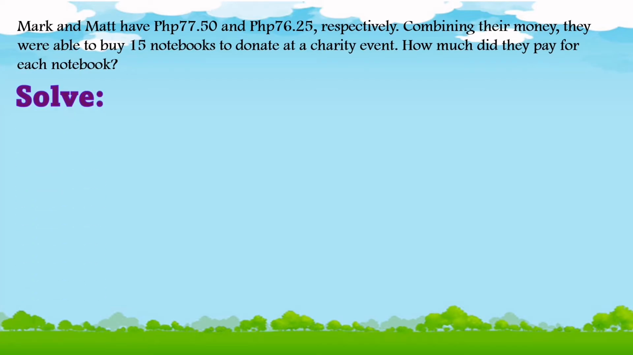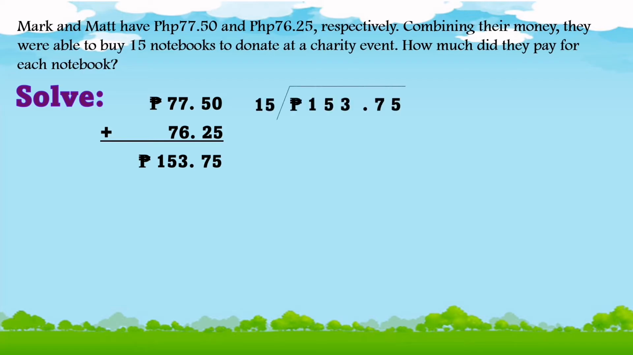Let us now solve the problem by finding first the total amount that Mark and Matt have, which will give us 153 pesos and 75 centavos. This amount will be divided into 15 to get the amount of each notebook. So 15 divided by 15 equals 1. Of course, we have to write the peso sign on the quotient. 1 times 15 equals 15. 15 minus 15 equals 0.